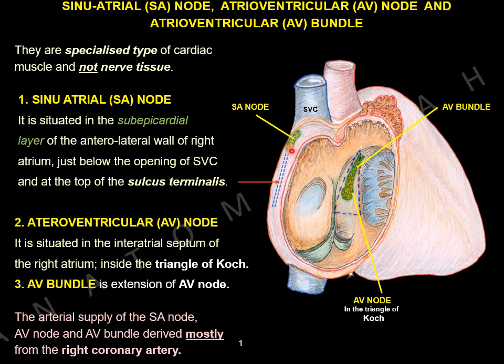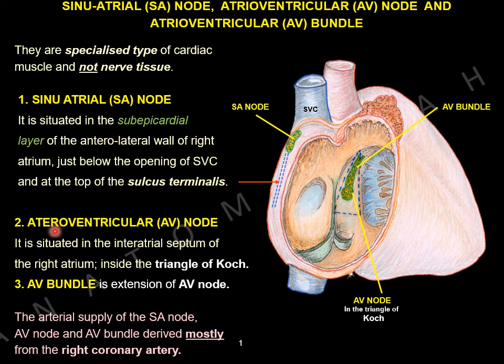So this is the SA node. It is in the subepicardial layer on the anterolateral wall of the right atrium, below the opening of the superior vena cava, at the top of the sulcus terminalis. This is the interatrial septum between the right atrium and left atrium.